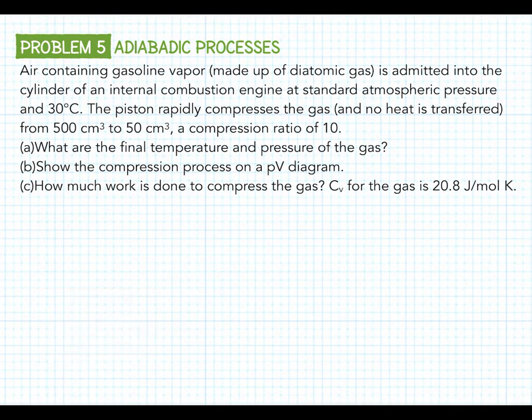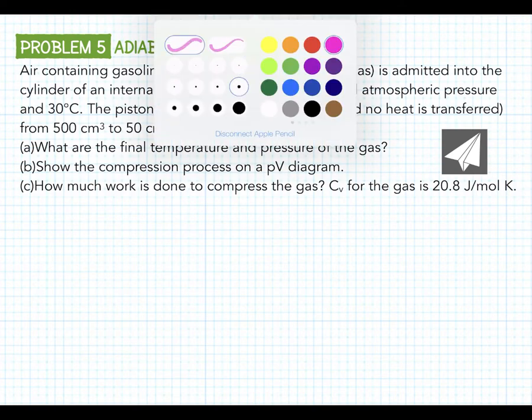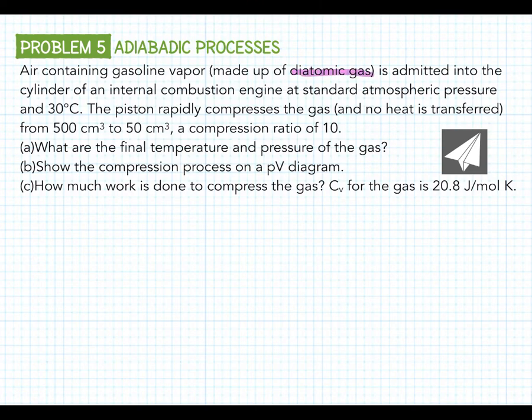So here we're going to really work on the adiabatic process. We have air that contains gasoline, which is a diatomic gas. That's already giving us a hint about something we're going to need later. So diatomic gas, remember, that means our gamma value is going to be 1.4 for diatomic.